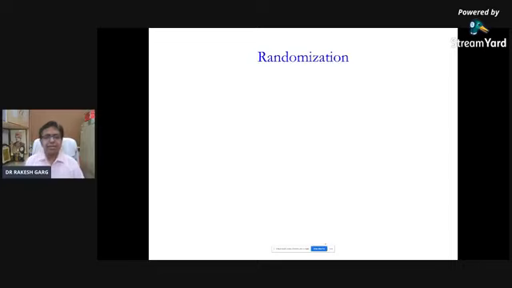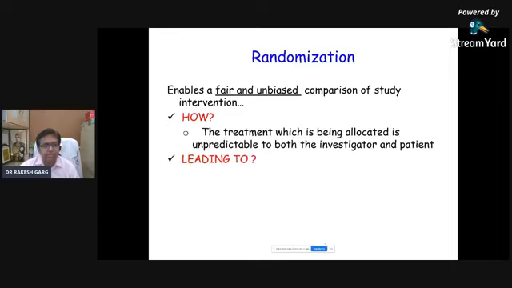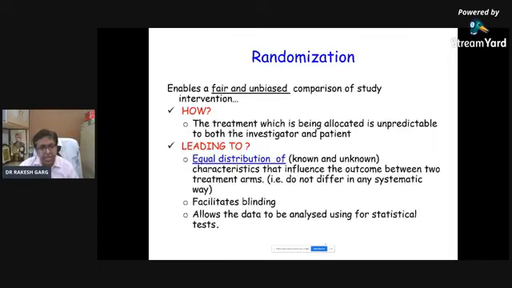So once we have sampled our population, we need to randomize them. Randomization is basically to enable a fair and unbiased comparison of the study groups. Because if we do not randomize them, we can choose any patients into either group, and the chances of bias will be there. How can we do it? The treatment which is being allocated is unpredictable to both the investigator and the patient. That is the best thing. And that leads to the equal distribution of many known and unknown factors.